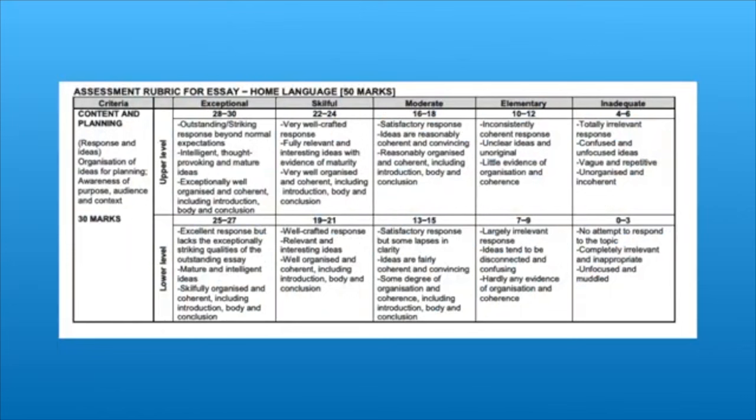So just having a look at the assessment rubric for a second, we've got 30 marks allocated for content and planning. This refers to the organization of ideas, planning, and awareness of purpose, audience, and context. At the exceptional level, 28 to 30 out of 30, we need an outstanding, striking response beyond normal expectations, with intelligent, thought-provoking, and mature ideas, exceptionally well organized and coherent, including introduction, body, and conclusion.